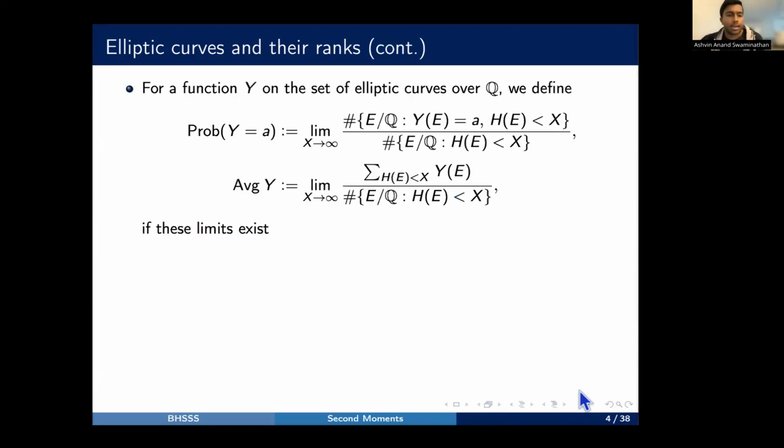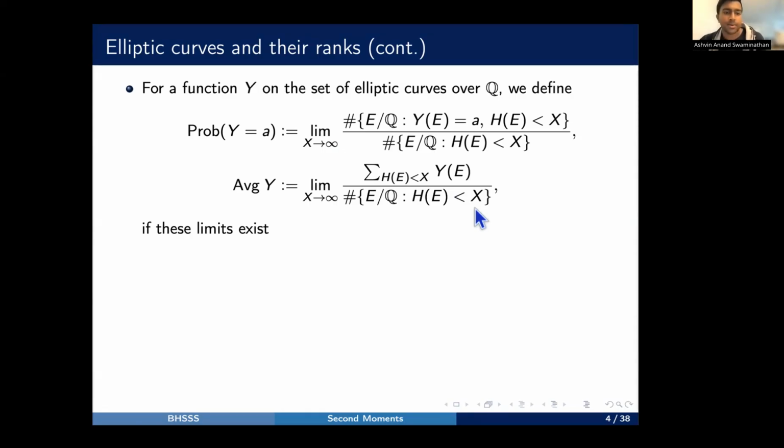And now I'm going to introduce some notation. So if you have a function y on the set of elliptic curves over Q, we're going to define what it means to say the probability that y equals a and the average of y. So the probability that y equals a is obtained by looking at the probability that y equals a among elliptic curves of height up to x, and then taking a limit as x goes to infinity. And similarly for the average, you can define the average of y over curves of height up to x and take the limit as x goes to infinity.